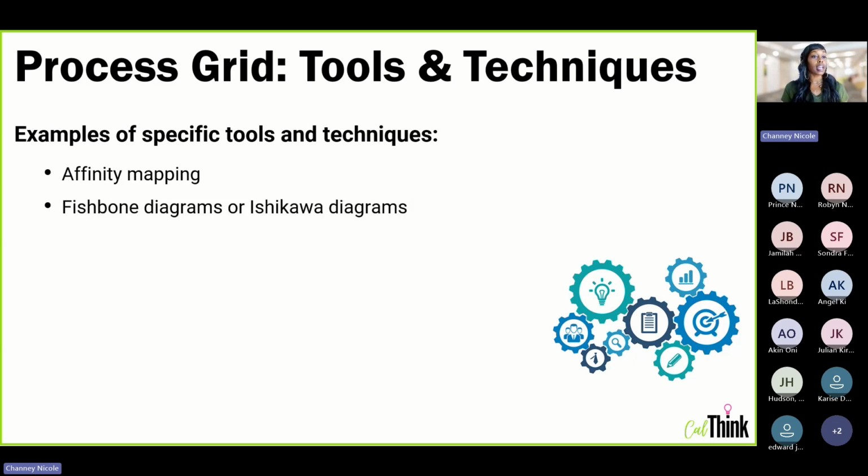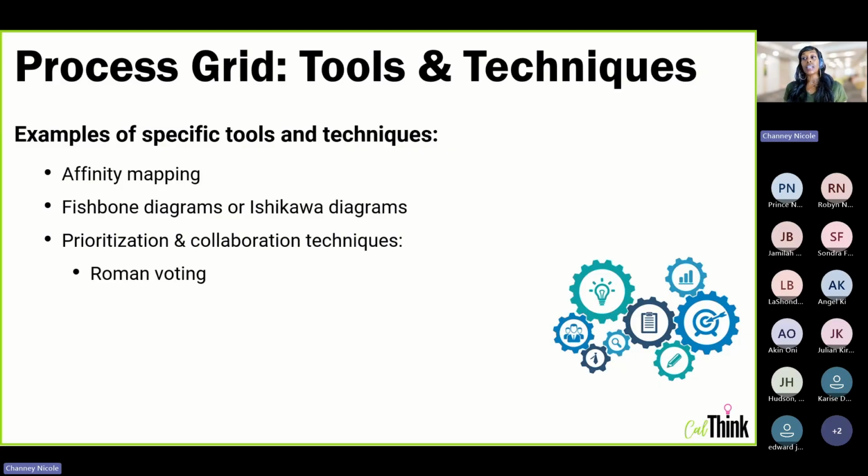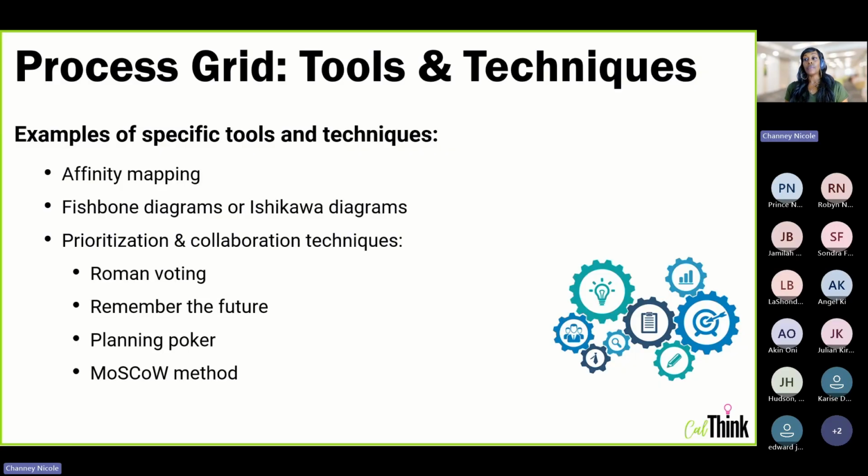A fishbone diagram or an Ishikawa diagram, those are used to get to the root cause of an issue or used during a root cause analysis. Different techniques for collaborating and making decisions, things like Roman voting, which is just thumbs up, thumbs down, or thumbs to the side, fist to five, planning poker, MoSCoW method. These things should be familiar to you if you've been studying in your PMP prep course.